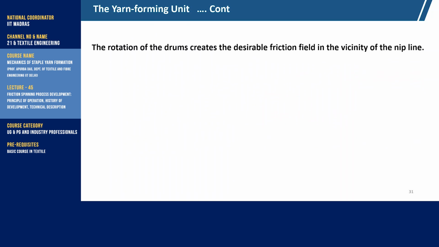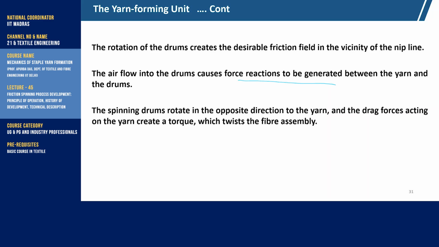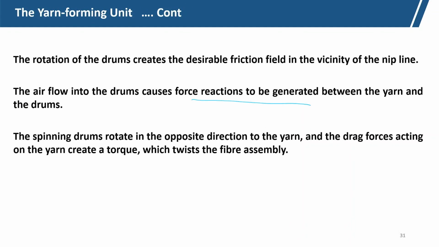So, the rotation of the drums creates the desirable friction. The airflow into the drum causes the force of reaction generated between the yarn and the drum. The spinning drums rotate in opposite directions. And the drag force acting on the yarn creates torque, which twists the assembly.